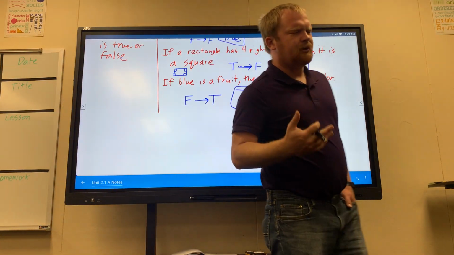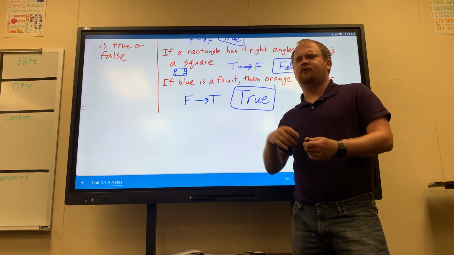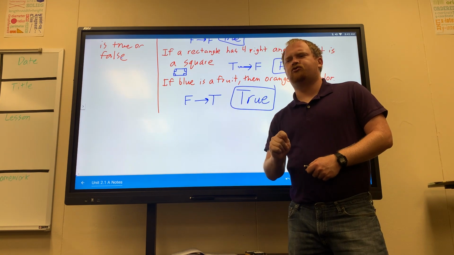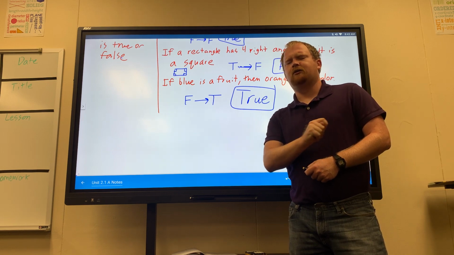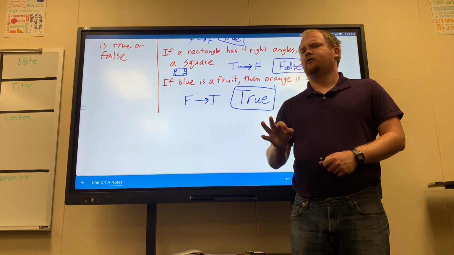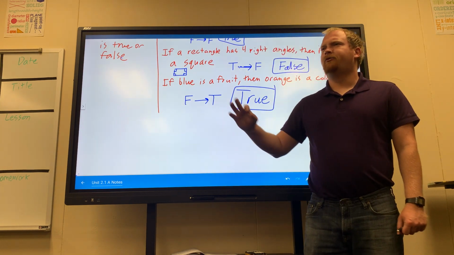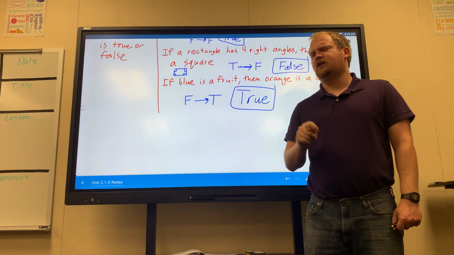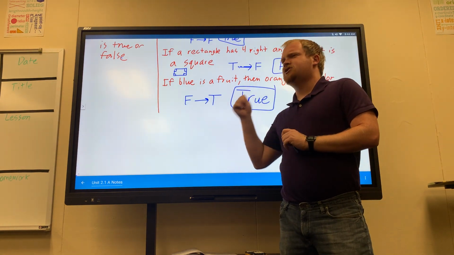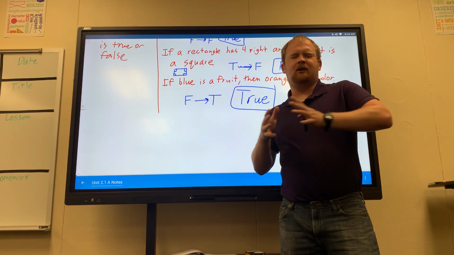So really, when it comes to if-then statements, the only time a statement is false is if it's from true to false. If it's from true to true, the statement is true as well. However, if it's false to false, the statement is true, contrary to popular belief. But if we go from false to true, the statement is true as well. So just be aware and look at your tables to understand whether the statement is going to be true or false.